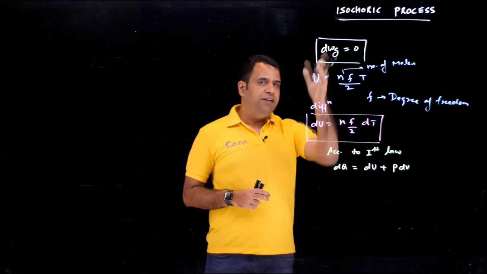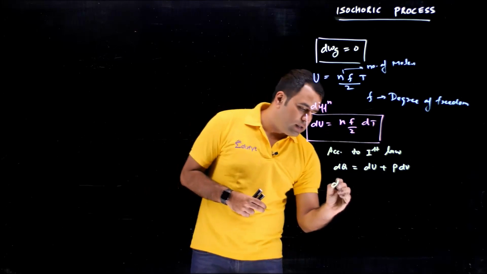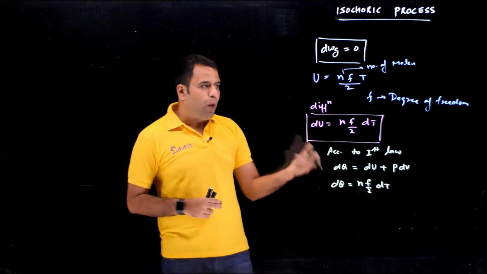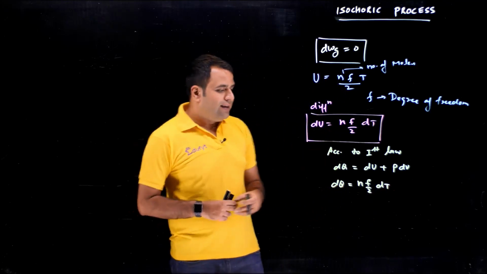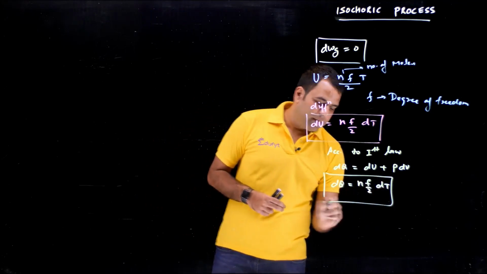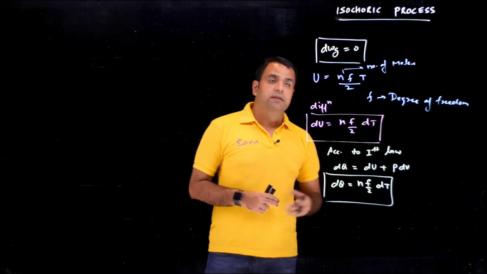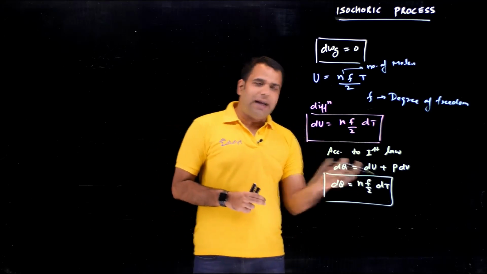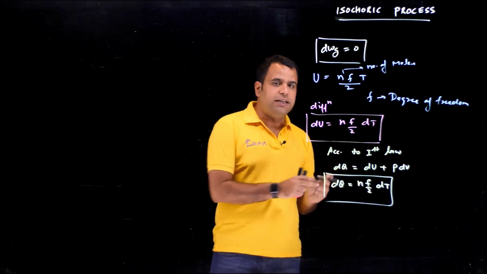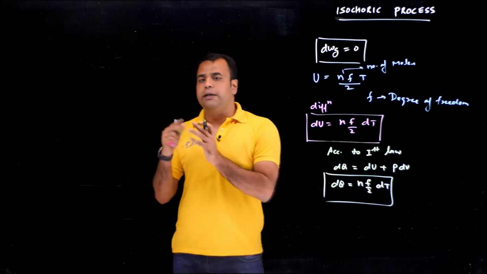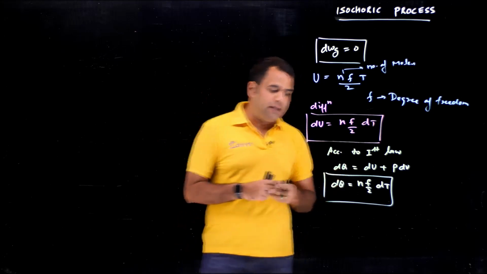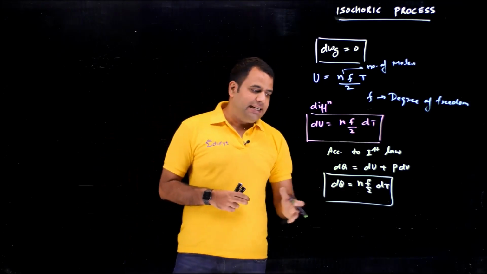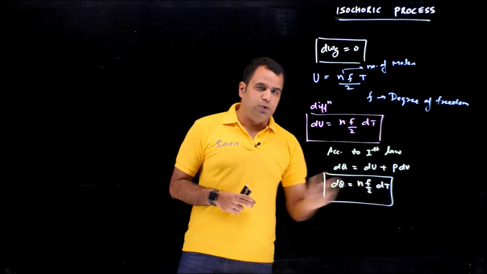So let's put the value. Now we have dW as well as the dU. If we put that value there, the dQ becomes nf by 2 dT. So the heat provided to the system in case of isochoric process relates to temperature in this form. If you provide dQ heat to the gas which is following isochoric process, the temperature change happening to the gas will be dT. So you can calculate how much heat was given corresponding to a dT temperature change, or corresponding to dQ heat, we can calculate how much temperature change will happen there. This is the formula for dQ. That's how the heat provided to the gas is related to the temperature.